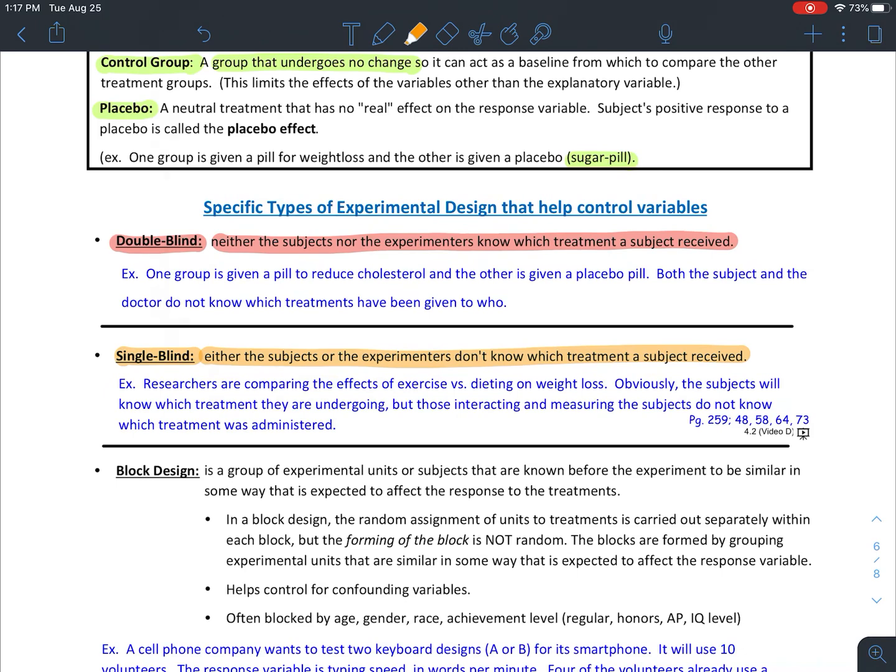So it says researchers are comparing the effects of exercise versus dieting on weight loss. Obviously, in this case, if the treatment groups were you're exercising or I'm going to have you diet, the subjects would obviously know which treatment they're undergoing. They know whether they're exercising or they're dieting. But those interacting and measuring the subject's weight loss, they don't have to know which treatment was administered. Okay, again, there would be a master list, there would be a middleman somewhere in between there that would know this information, but it kind of eliminates anything happening in anyone's subconscious.